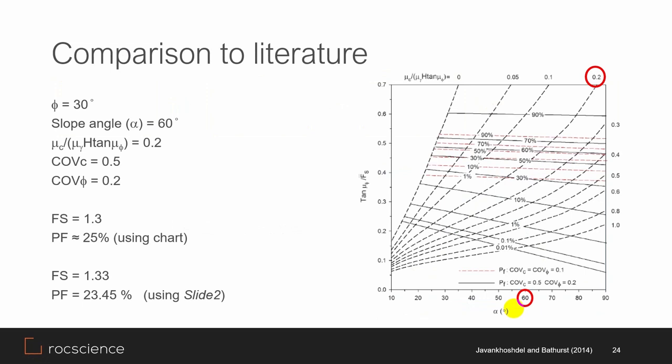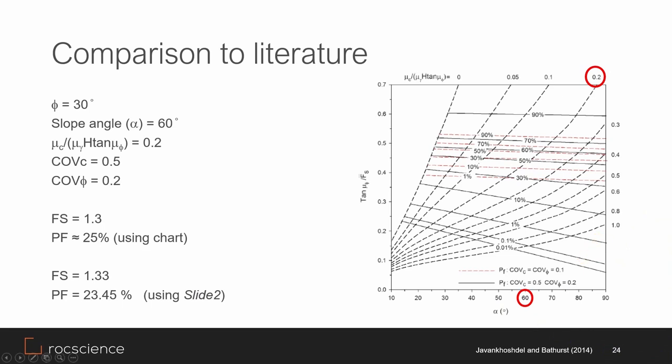There are a few probabilistic design charts in literature. Javankhoshdel and Batters 2014 provided a series of design charts where factor of safety and probability of failure can be calculated in the same chart. Similar to the deterministic design charts that I talked about, the input parameters are soil properties and the geometry of the problem to calculate factor of safety. To calculate probability of failure, there is another parameter, which is the coefficient of variation of soil property.